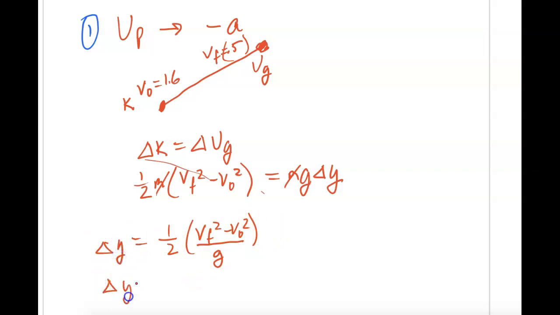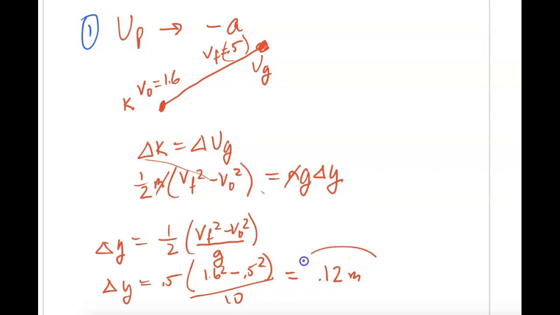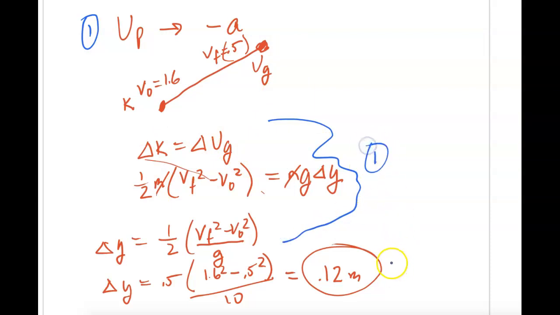So let's find out what delta Y is. It's 0.5 times 1.6 squared minus 0.5 squared, divided by 10. When you do your math, you should end up with 0.12 meters, and that is your final answer. So we said up, we used conservation of energy, and doing everything that you see in this area is worth a point, and then your final answer with the correct unit is a point. And that is a long problem.